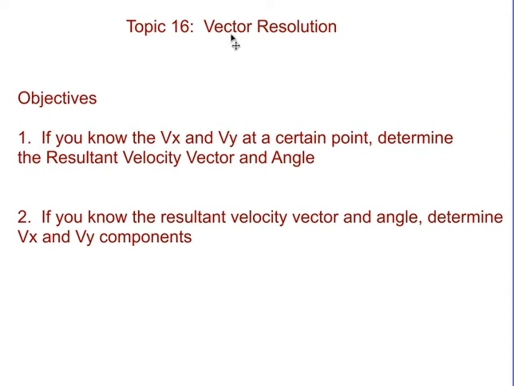Topic 16 is called vector resolution, and this is basically the final step in projectile motion. If you know the components at a certain point, we can either determine the resultant velocity vector and angle, or the other way around. If you know the resultant velocity vector and angle, you can find the individual components.